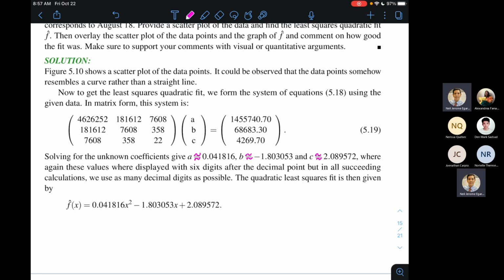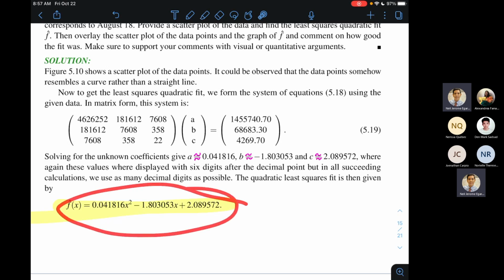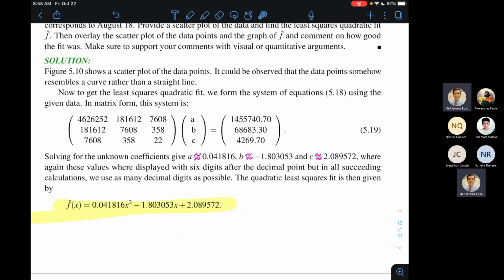And so among the class of all polynomials of degree at most 2, f hat, given by this equation, minimizes the L2 norm of the error, or the squared L2 norm of the error, or basically the sum of the squared errors. So ito yung best fit among the quadratic functions.